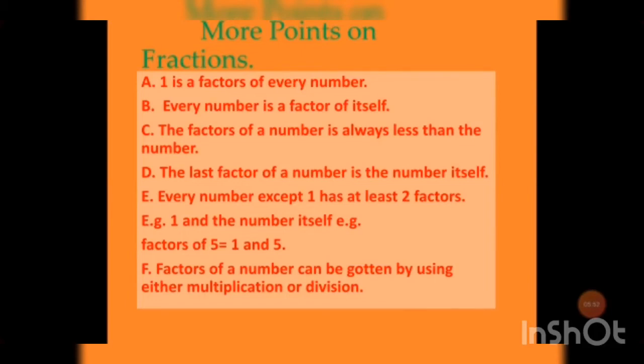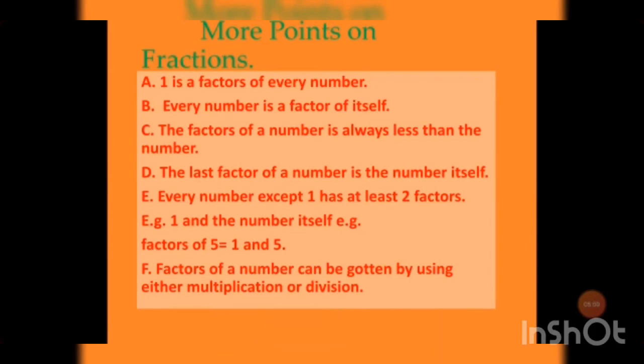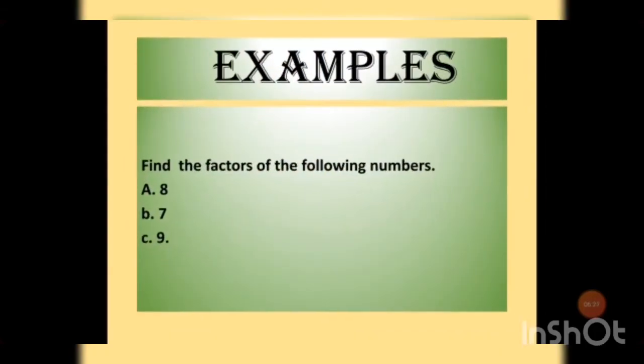Then the last point is factors of a number can be gotten by using either multiplication or division. Okay, you see the first definition I gave you has to do with multiplication, but this last one has to do with division. So you divide and then there's no remainder. So when you're dealing with factors, you know there are 2 methods: you can multiply and you can also divide. Okay, now let's go to examples proper.